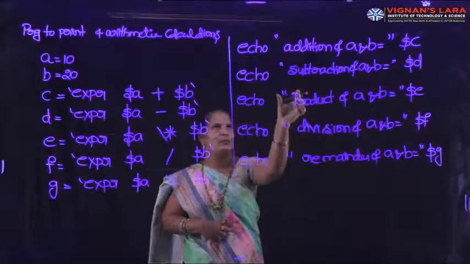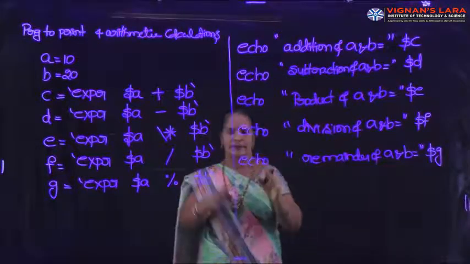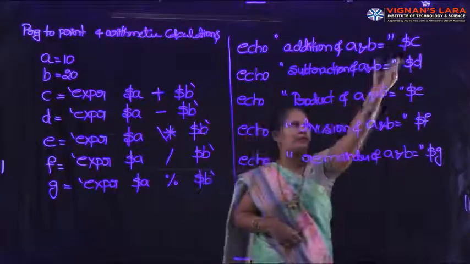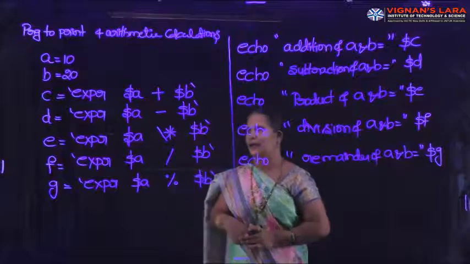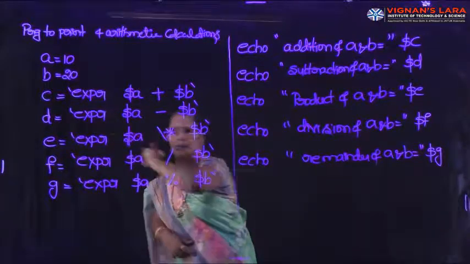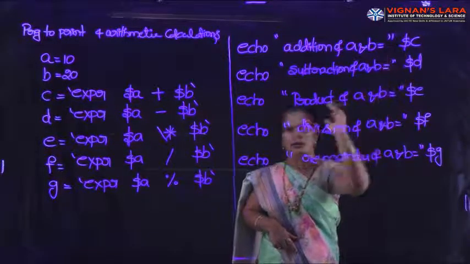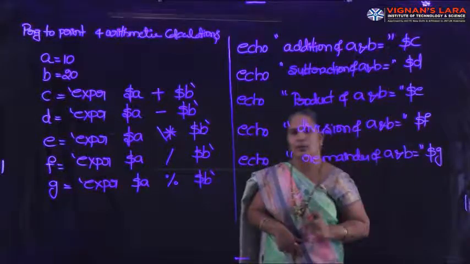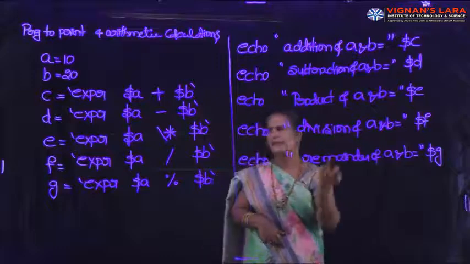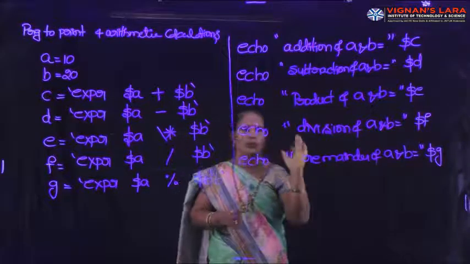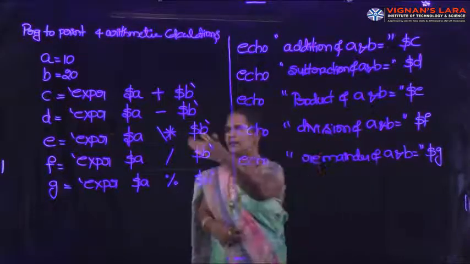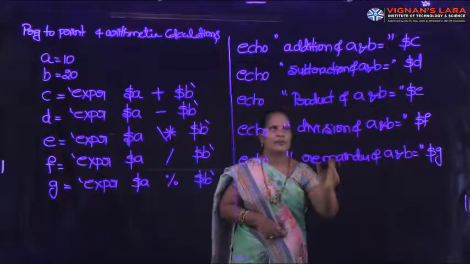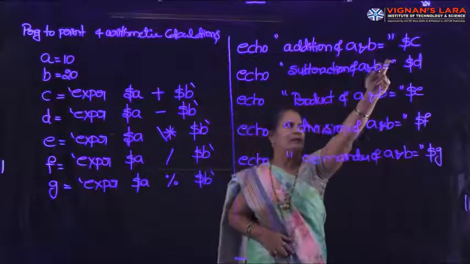The message should be enclosed in either single quotes or double quotes. Next, you have to specify the variable name. Here the addition of A and B is stored in a variable C. In order to get the value of any variable, that variable is to be preceded by the dollar symbol. If we specify only C, it is simply going to print C. So, addition of A and B is equal to $C.